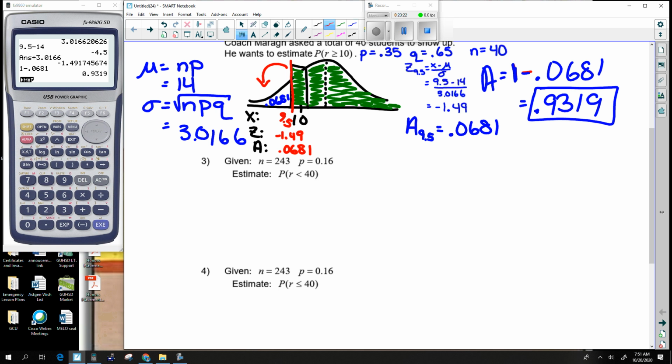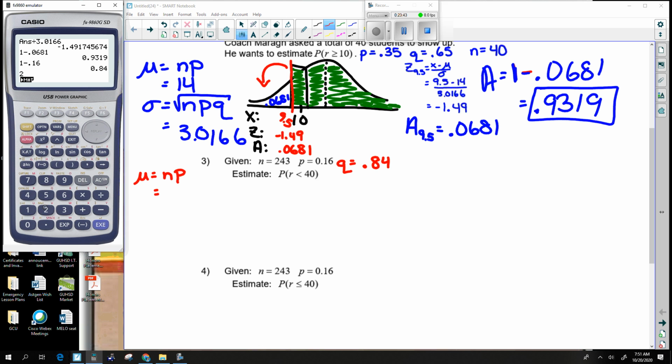All right, next problem. That would be what, 74%? 84%. Almost made a huge mistake right after that. All right, so mu in this situation is n times p. Sigma is the square root of n times p times q.